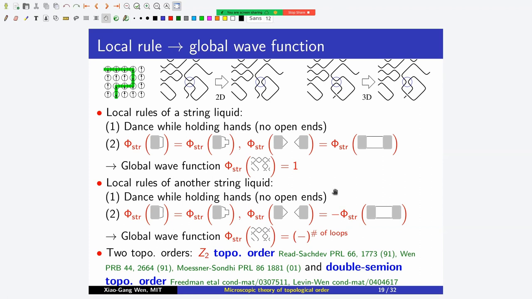So it turns out that the first topological order is described by what we call the Z2 topological order, or the toric code model. It's really described by Z2 gauge theory. And the second one, with a minus sign, is the double semion topological order. The double semion is basically described by U1 cross U1 Chern-Simons theory. That's a Landau effective theory.